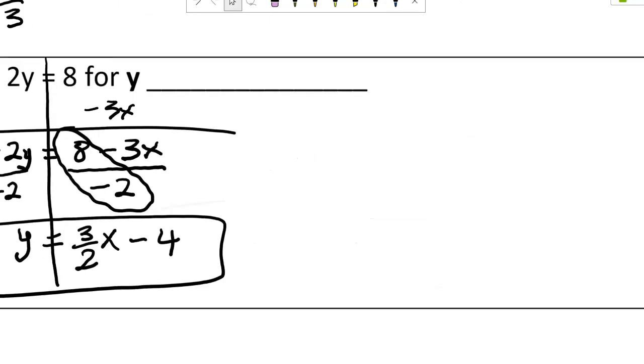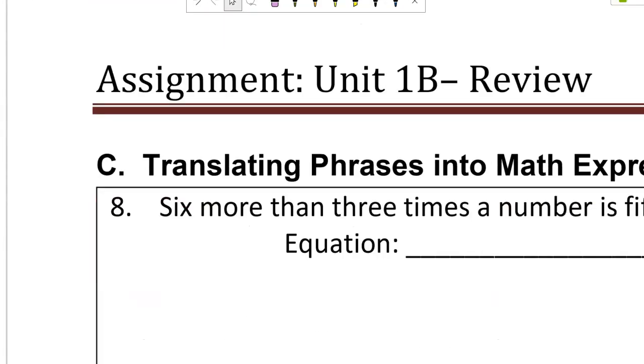All right, what are we at? 8. Let's see if we can find 8. Where is it? Here we go.